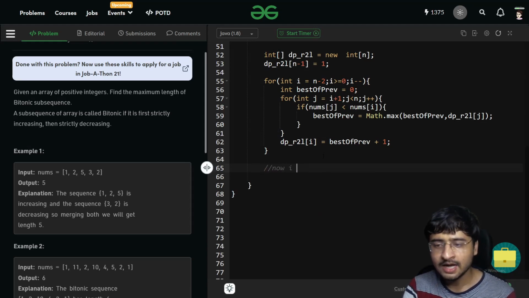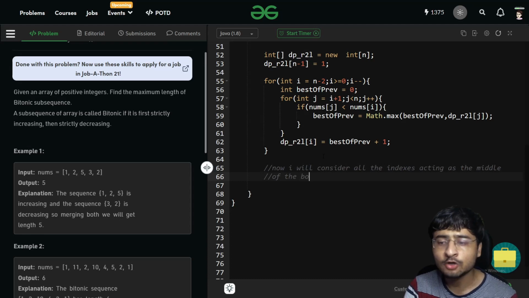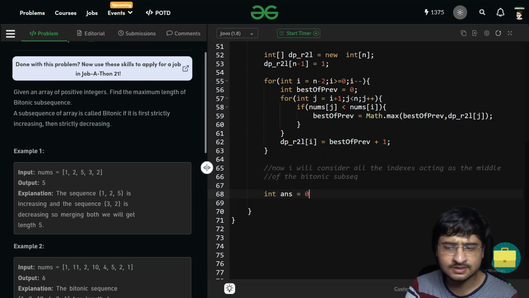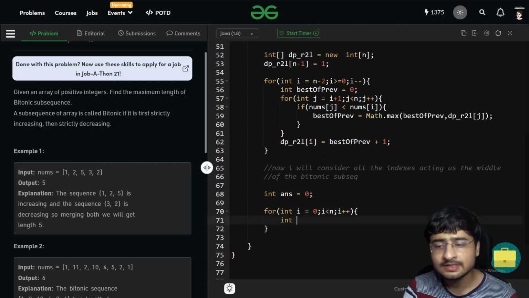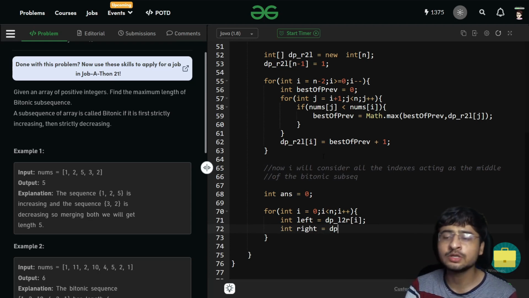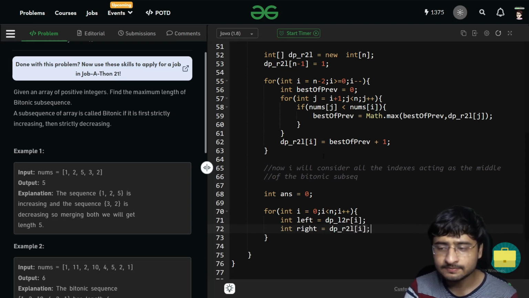Now I will consider all the indexes acting as the middle of the Bitonic subsequence. So integer answer, of course, I'll take initially 0. For integer i equal to 0, i less than n, i plus plus. Integer left is equal to dp of L to R of i. Integer right is equal to dp of R to L of i.